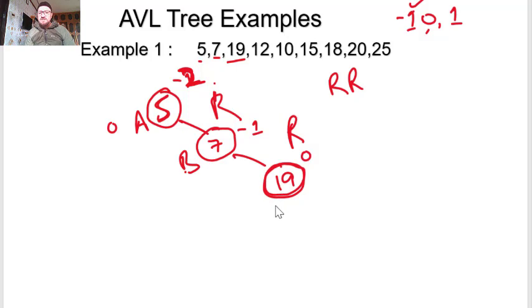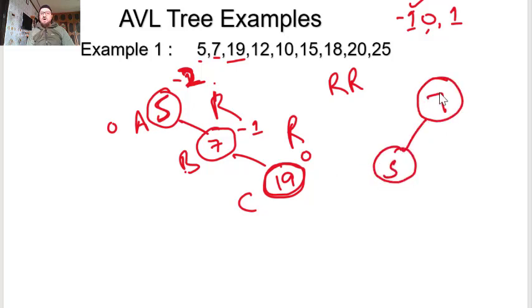No need to call it C. You can call it C, but no need. How will we fix it? Make A child of B. Simple. We fix it like this. We make 7, that was my B, here, and make A, that is 5, child of B, and 19 here, so it gets balanced, so no problem whatsoever.